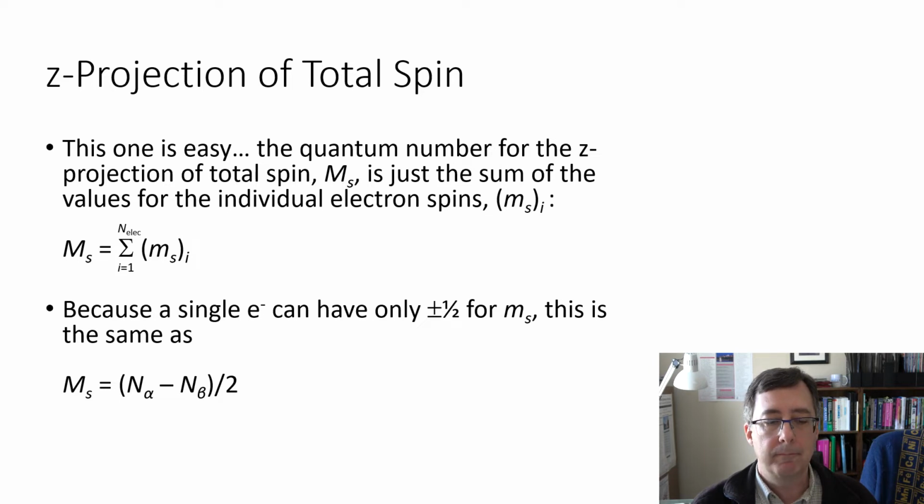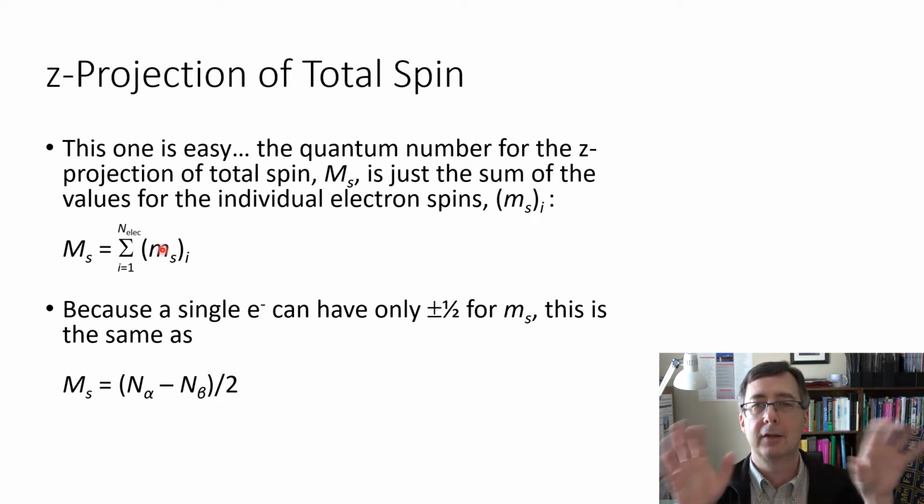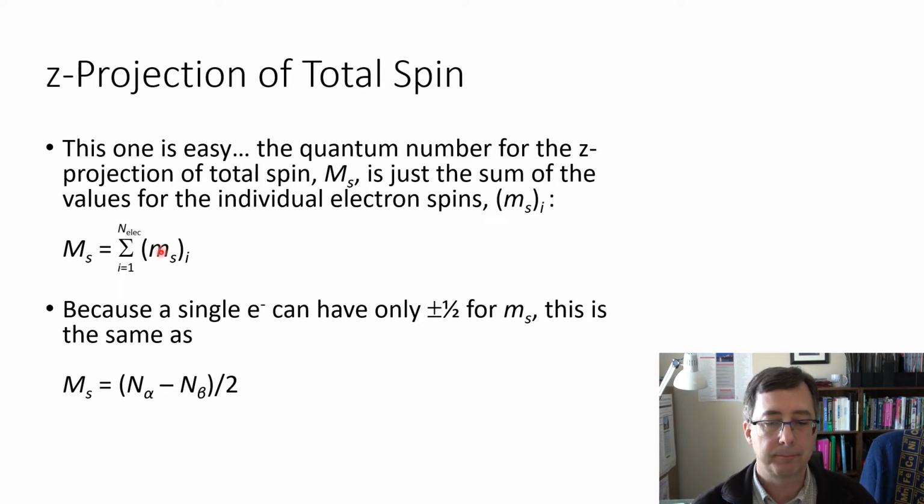Now, what is this quantum number m sub s for the total atom or molecule? Well, getting that is very, very easy. All you do is add the m sub s's for each electron, and they're either plus a half or minus a half for each electron. So I just add a whole series of plus a half, minus a half, plus a half, minus a half, until I've added up all the electrons.